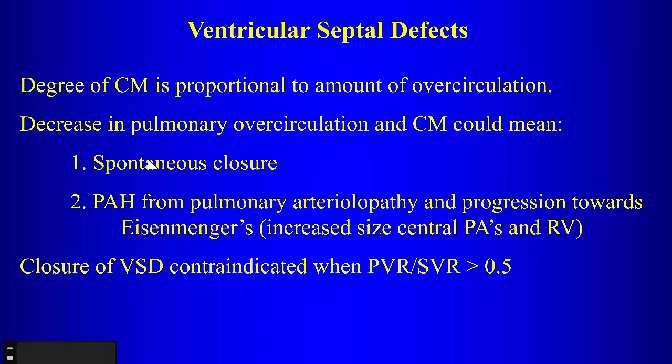It's good news if it's because there's been spontaneous closure. It's bad news if that's the result of increasing pulmonary artery pressures and the development of Eisenmenger. And so if the pulmonary vascular resistance is very high, right, then actually closure of the VSD is contraindicated. Why? Ventricular dependence. Yeah, the flow within the pulmonary circulation becomes dependent then on the left ventricle, and the right ventricle can't handle it. So the right ventricle would fail because of the high resistance through the pulmonary vasculature.